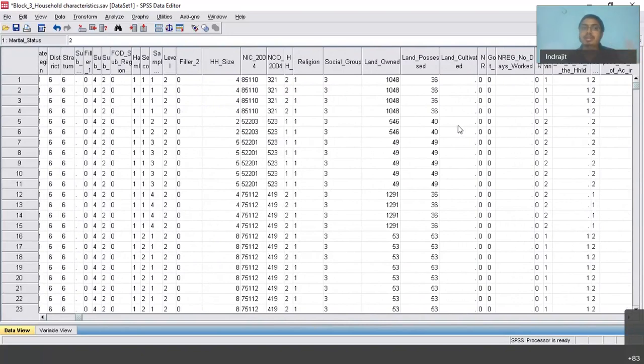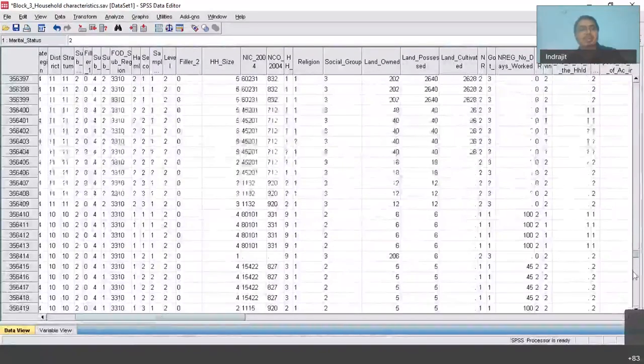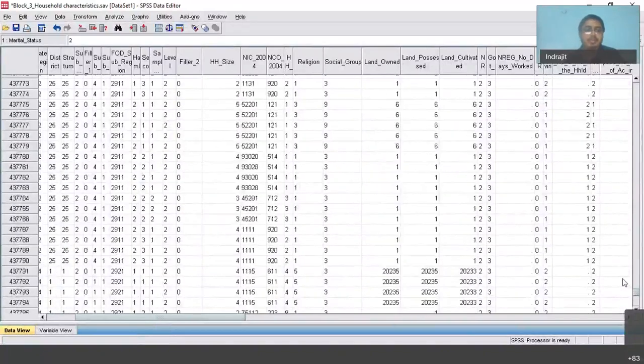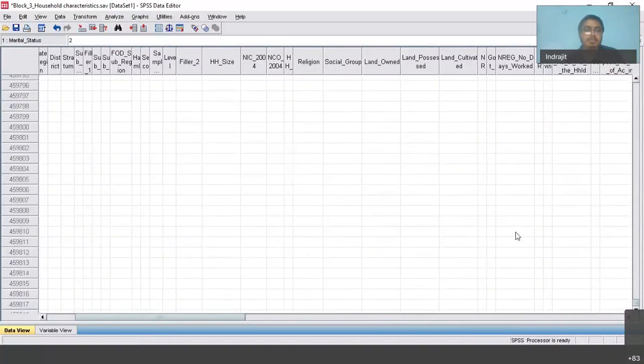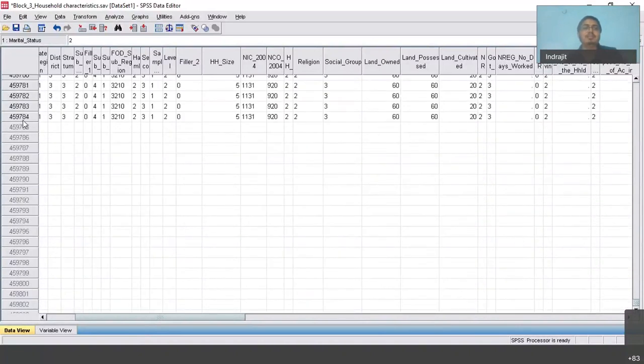Now, I had shown my earlier data file was only 1,99,700. I said my other data file is 4,59,000. After merging, this data file should be converted to 4,59,000 cases. You see, exactly it is 4,59,784. So the household file has been expanded and merged with my individual member data file, which has only demographic characteristics. Fantastic. So let me save the file here itself.